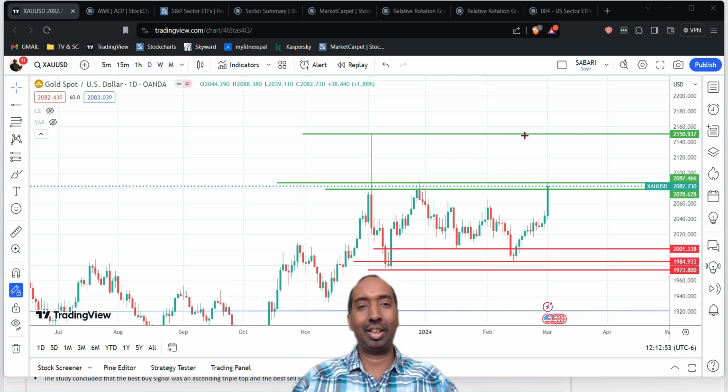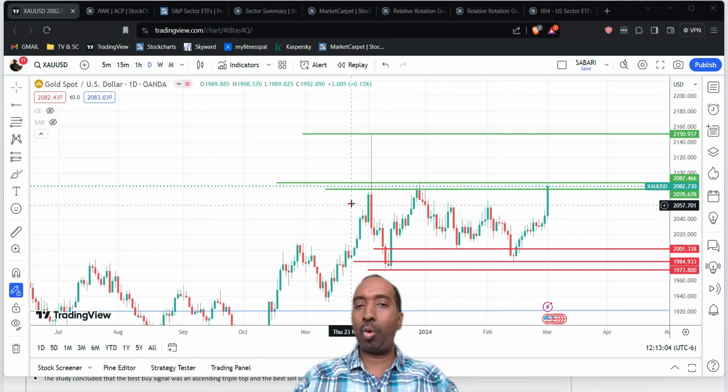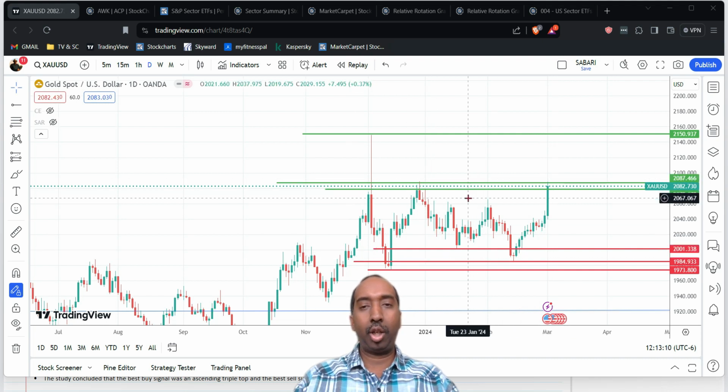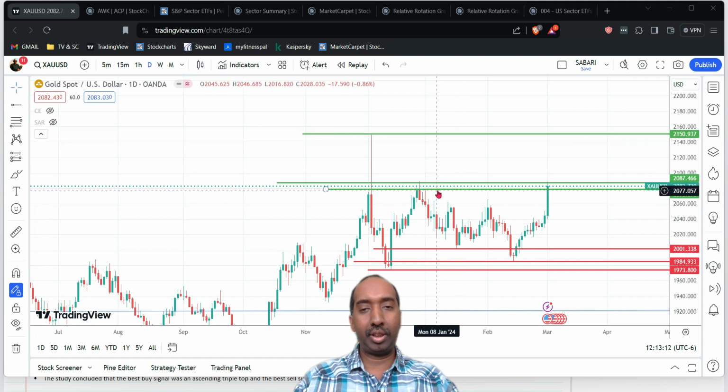Hello friends. Right now you are seeing the candlestick chart of gold. Right now gold is in a sideways pattern. This is the price pattern of gold, and here you see multiple resistance lines and multiple support lines. Which one is the right one?